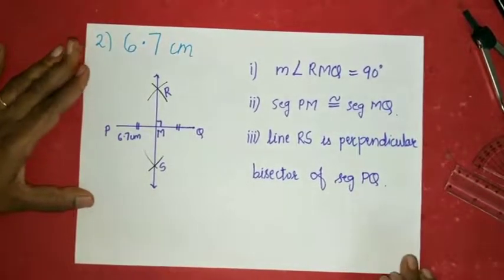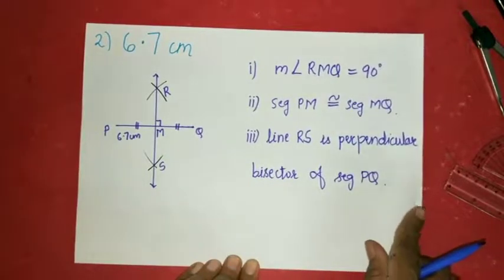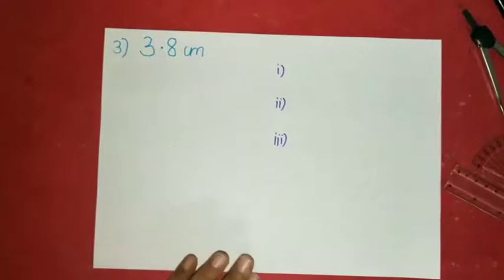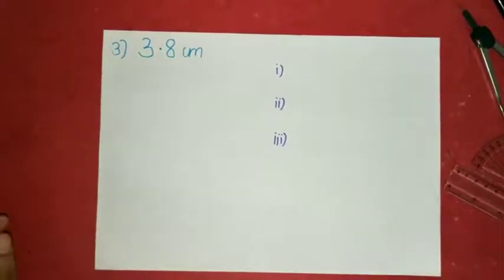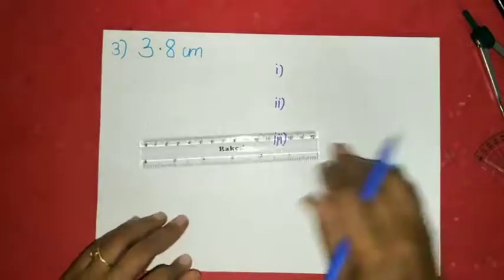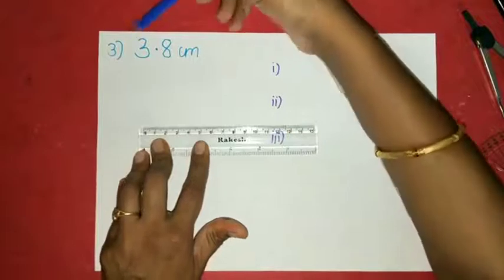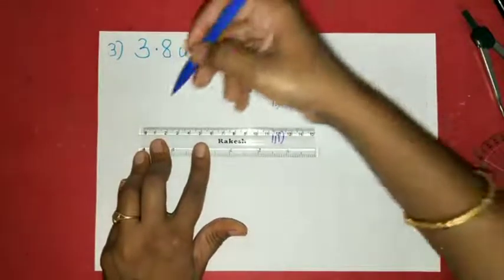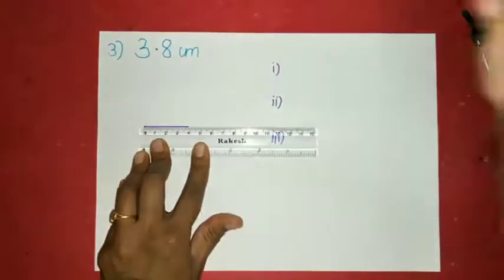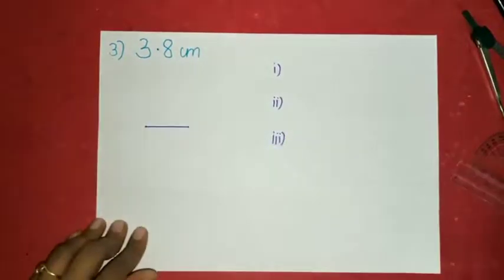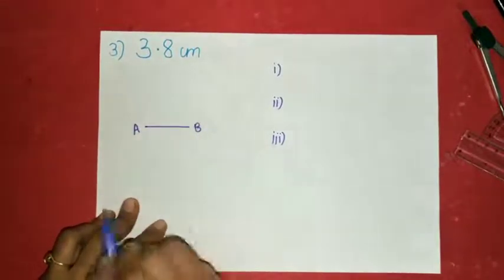Now, is it clear to you? Now, we will move on to the third example. The third example is 3.8 centimeter. Again, we will draw the segment of 3.8 centimeter. 3.8 centimeter is again 3 centimeter and 8 millimeters. So start marking from 0 up to 3.8. Again, give any name to the segment. Here I am giving AB.